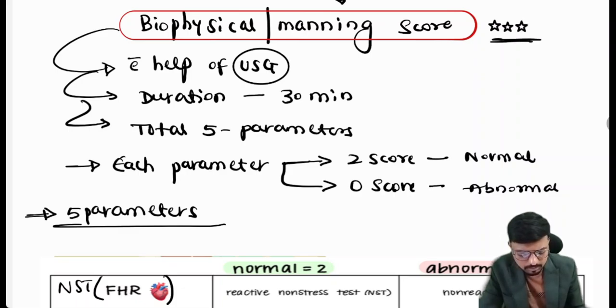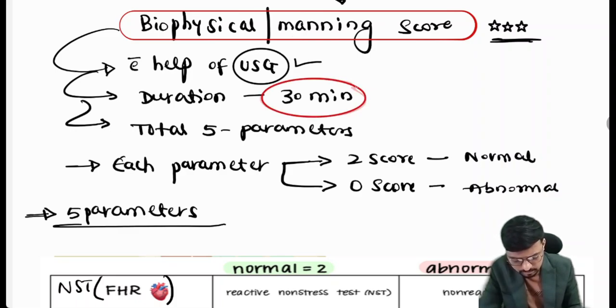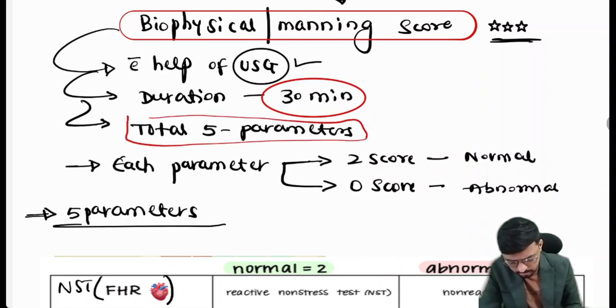Okay, so keep in your mind, this biophysical score, or the Manning score, will be done with the help of the USG. The duration will be 30 minutes, and the total number of parameters is five. Total five parameters are there.